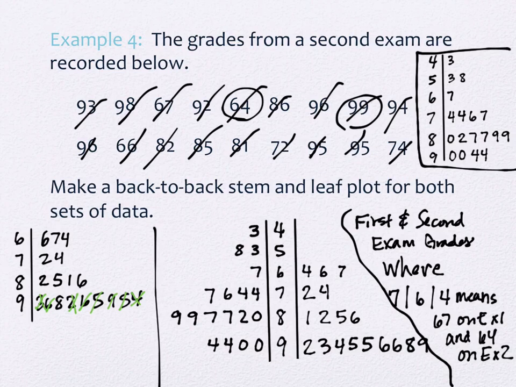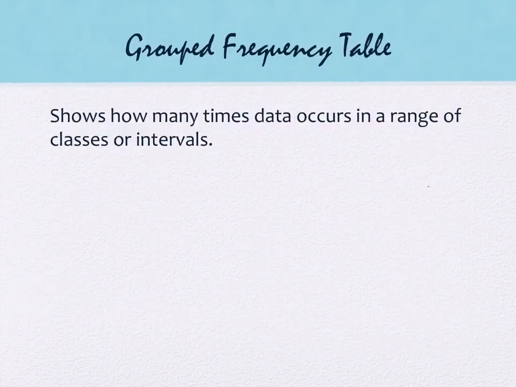All right. Moving away from stem and leaf plots. The next one we're going to look at is called a grouped frequency table. What typically happens with grouped frequency tables is it's sort of an intermediate step to doing something else. But it's a standalone graph of its own accord, too. It just is often not where we're actually stopping with our data. So this one shows how many times data occurs in a range of classes or intervals.